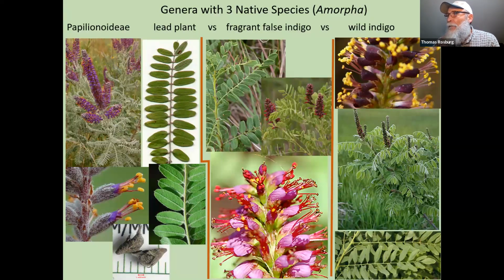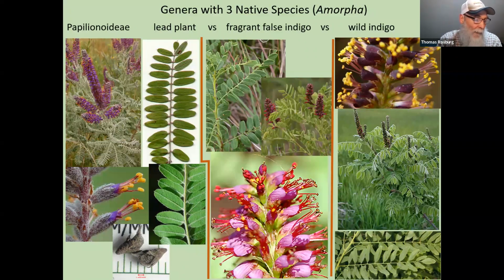Get it right. It is a threatened species. There are 24 populations known, and 11 of them have been observed since 1980. And then Amorpha fruticosa on the far right, which is a larger shrub. All of these are considered to be at least semi-shrubs.